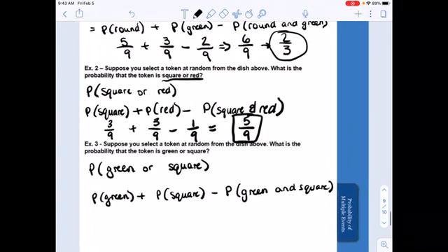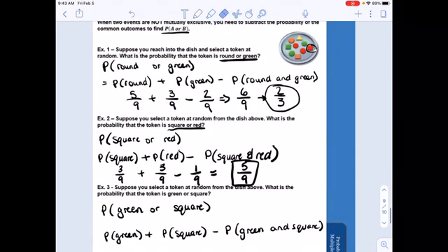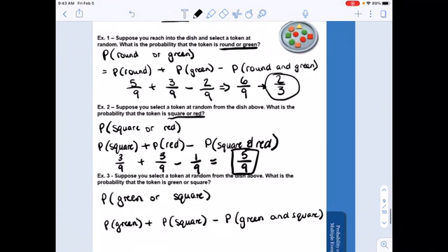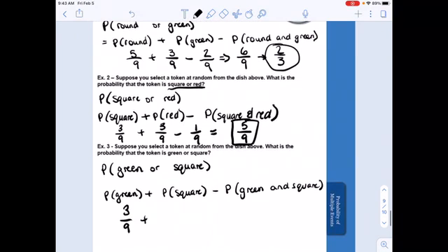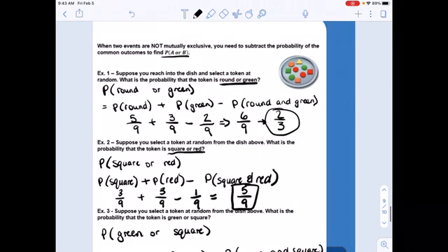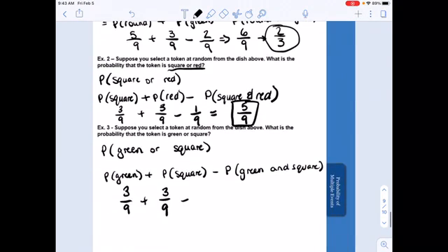You'll notice we're just doing the same thing over and over with different combinations here. So the probability of green is 3 out of 9 once again. I think we already did that one. We also already did square. There are 3 out of 9 square objects. And there is only one green square, so we subtract 1 out of 9 from there. And we also end up getting 5/9 for this one. So although we were finding the probability of two different things, we ended up getting the same probability.